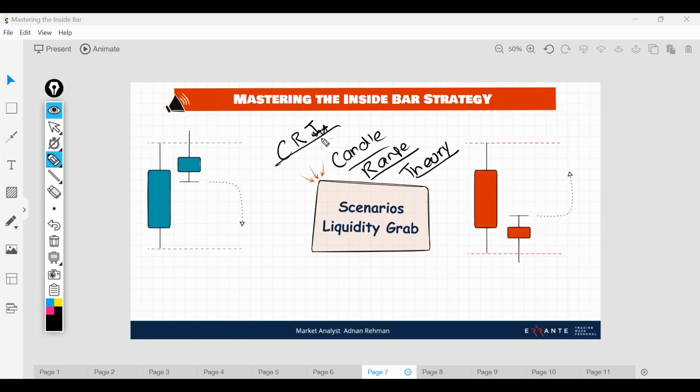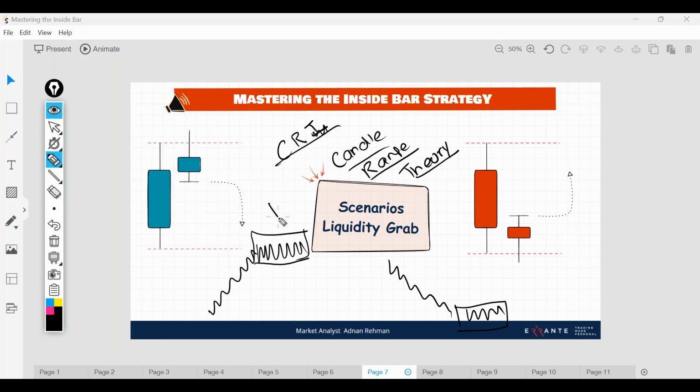What this theory means is that you are in an upgoing market or in a downgoing market. You have a setup in which you see candles forming into a range, something like this. So this setup or this place is what you need to find. Is this a CRT?